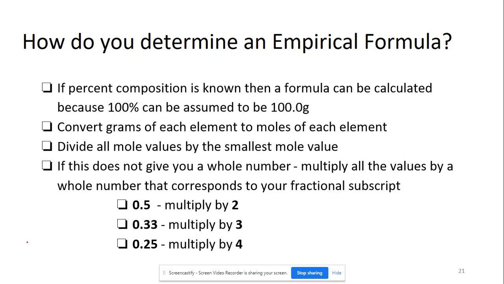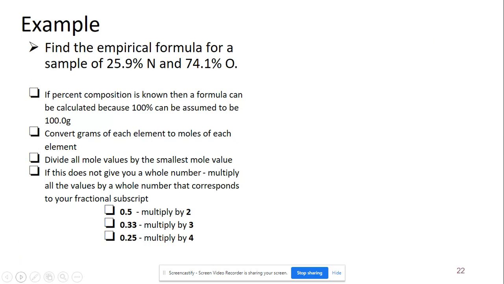So all of this seems to be just information. It won't make any sense until you put it into practice. So let's do that right now. Here's your first example. It tells you to find the empirical formula for a sample of 25.9% nitrogen and 74.1% oxygen.